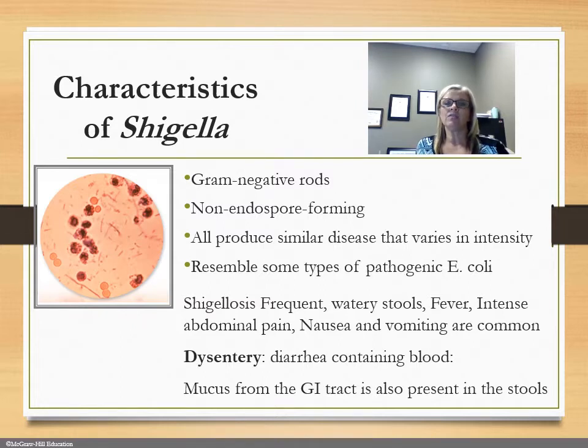In Shigella, the stools most often are going to have blood, and even more often what we call occult blood. You have mucus, of course, in the GI tract that can also be found in stools. This is going to have a fecal-oral transmission or direct contact. And this is going to have endotoxin and enterotoxin, and some species will have a Shiga toxin.